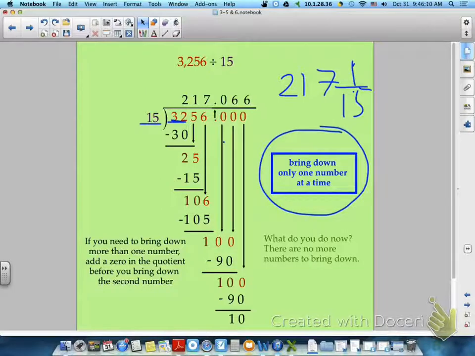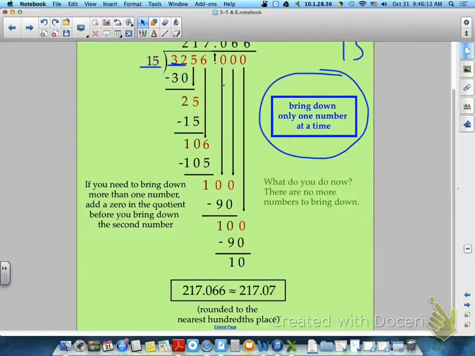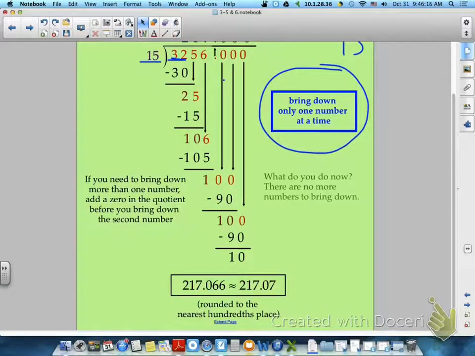Since it's just going to go on 666, you can do the irrational number thing where you put a line above the 6. We're going to do that. So it's 217.066. If I round that to the nearest hundredths place, it'll be 217.07. Now, as a general rule, round your decimal answers to the nearest hundredths place, which means you have to get to the thousandths place and then round it to the hundredths place.